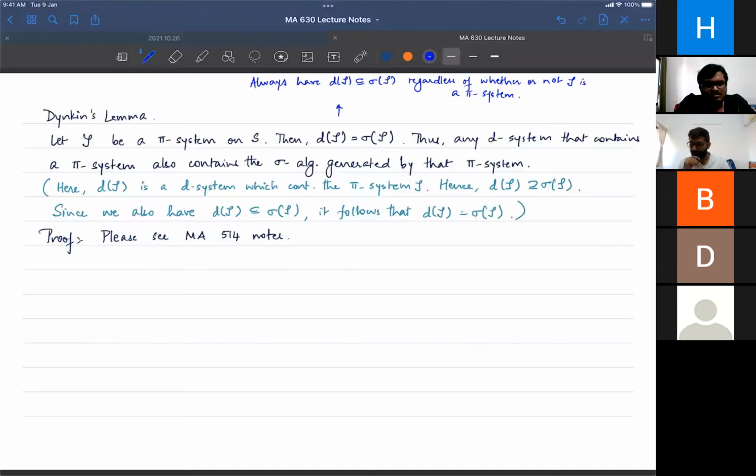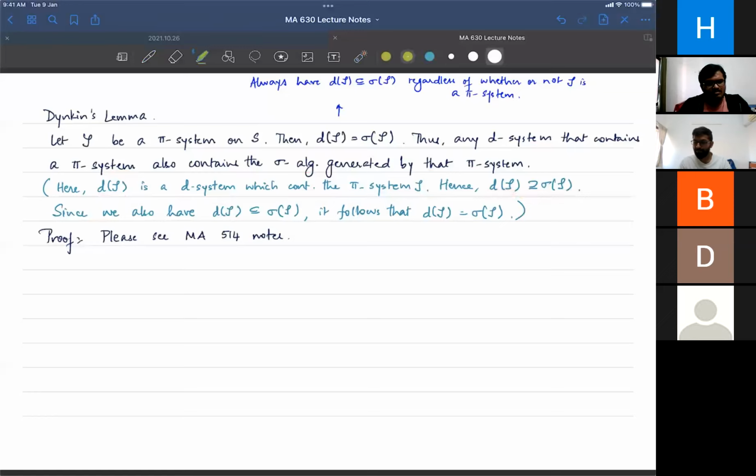So what is the second part saying? It's saying that any D system that contains a pi system also contains the sigma algebra generated by that pi system. All right, let's look at this. Here, D of S is a D system. I've stated it in words, and you may be wondering, what does this mean? So let's take this thing that's written in words and dissect it and understand it in symbols. D of S is a D system which contains the pi system S. Hence, D of S also contains the sigma algebra generated by that pi system.